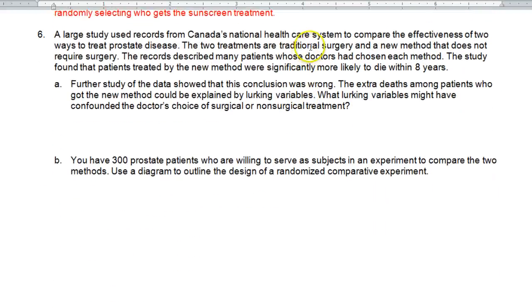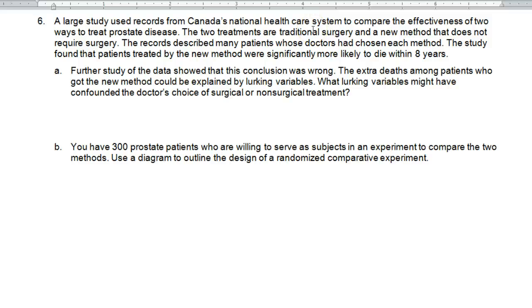So, number 6. A large study used records from Canada's national healthcare system to compare the effectiveness of two ways to treat prostate disease. The two treatments are traditional surgery and a new method that does not require surgery. The records described many patients whose doctors had chosen each method. The study found that patients treated by the new method were significantly more likely to die within 8 years.